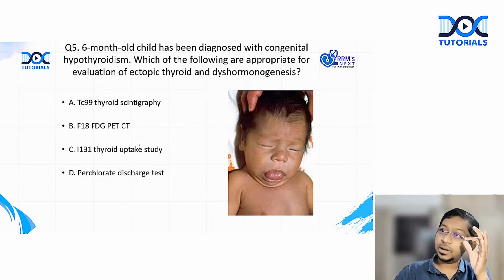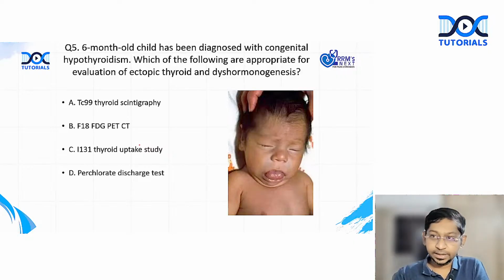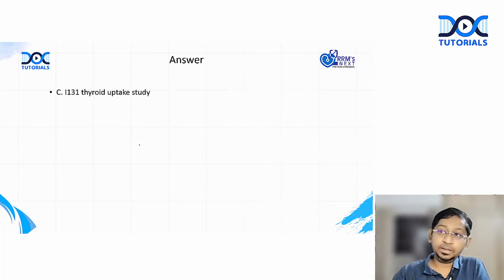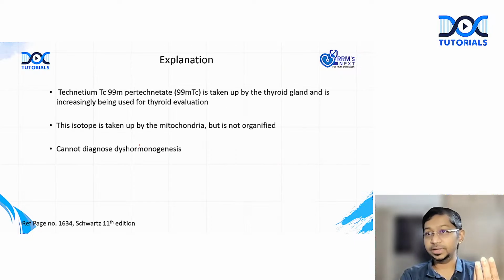So what is the appropriate investigation for evaluation of ectopic thyroid and dyshormonogenesis? Technetium-99 scintigraphy, FDG PET CT, iodine-131 uptake study, or a perchlorate discharge test. The correct answer here is an iodine-131 thyroid uptake study. A lot of you would have gone with the answer of perchlorate discharge test. That's why I'm telling you, read the question carefully. Here it is evaluation of both ectopic as well as dyshormonogenesis. If it is only for dyshormonogenesis, then you can use a perchlorate discharge test.